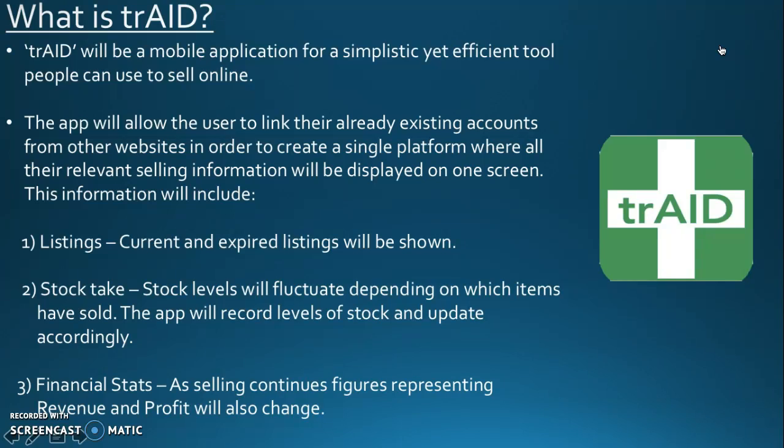This information will include, firstly, listings. Current and expired listings will be shown, as well as a suggested relist price for items which have not sold. The suggested price will work via an algorithm which will search for competitive prices online. Secondly, stock take. Stock levels will fluctuate depending on which items have sold. The app will also have a measure of how many units are left of stock to be sold and what the level of stock the user has left after selling.